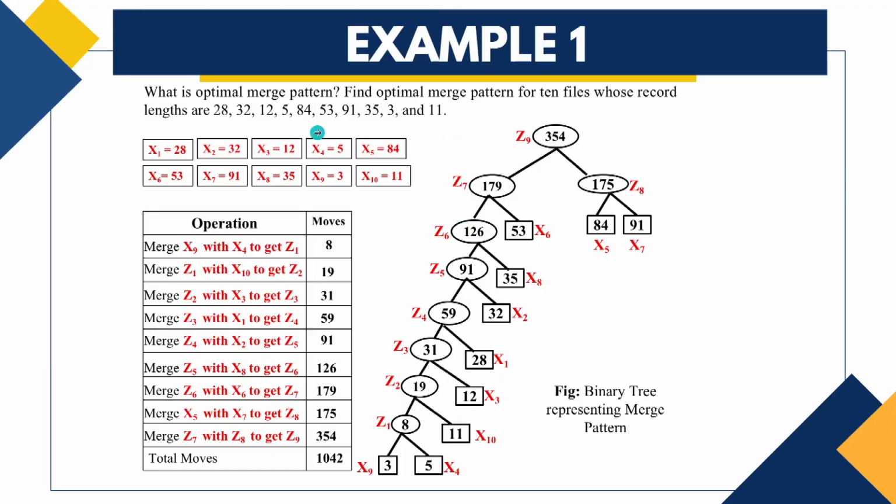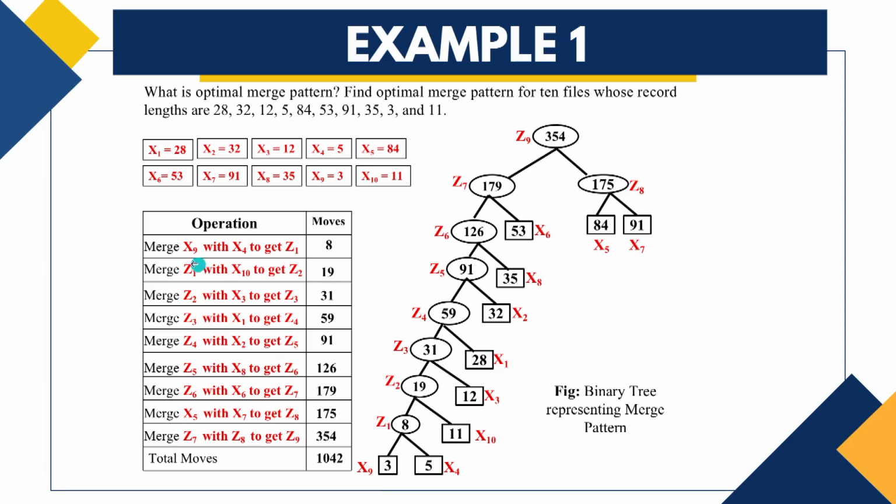Let us see an example to understand what this optimal merge pattern is. In this example, we are considering 10 files, each containing a different number of records, and as you see here, 28, 32, 12, all of these are the number of records those files contain. Now we look at optimally merging these files together to make a single file. First we start with merging the smallest of the files. By smallest I mean the file containing the minimal number of records.